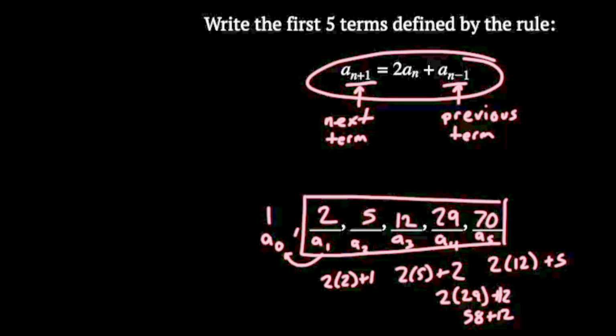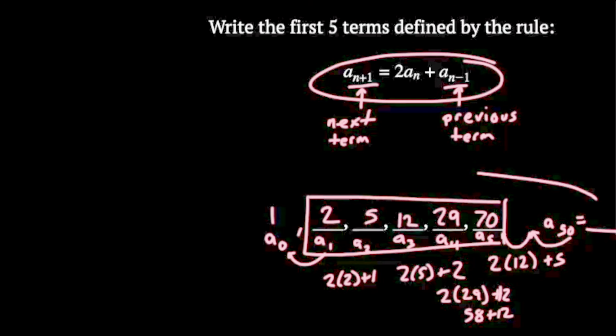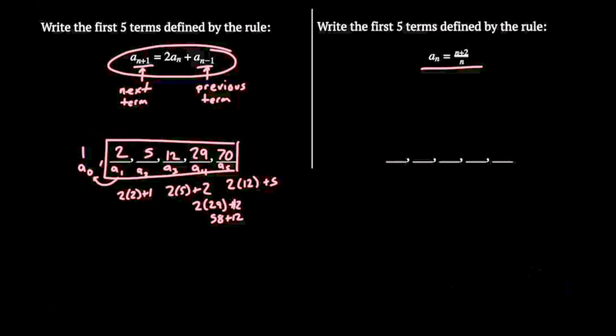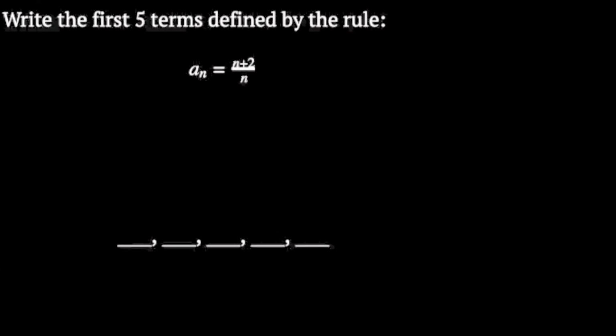But again, you can see if I wanted to know what is the 50th term, like a sub 50, that would be kind of annoying because I'd have to figure out a sub 49, a sub 48, and all the way back I'd have to figure out every term in that. An explicit rule is a lot nicer to work with because it just tells us a sub n is this. Just plug in whatever term number you're looking for and it'll tell you the value.